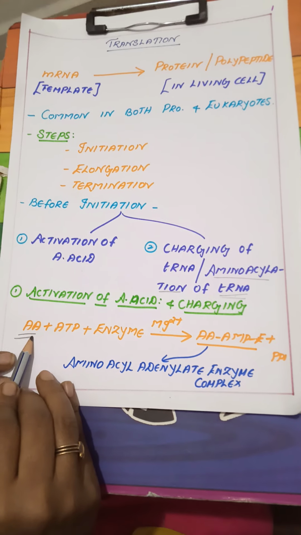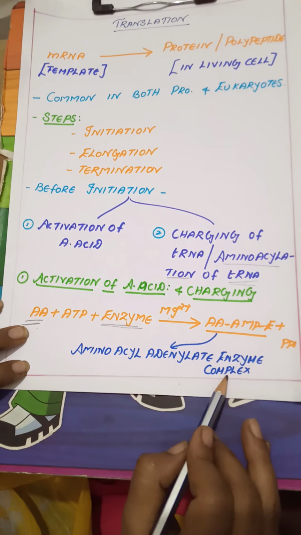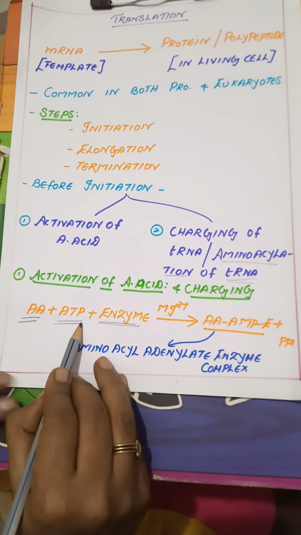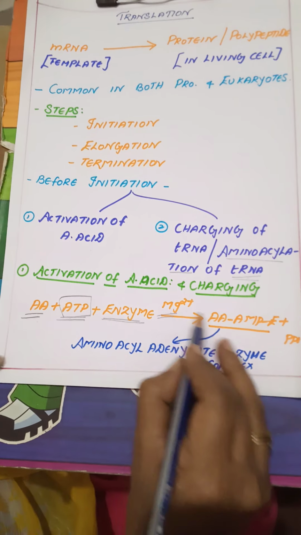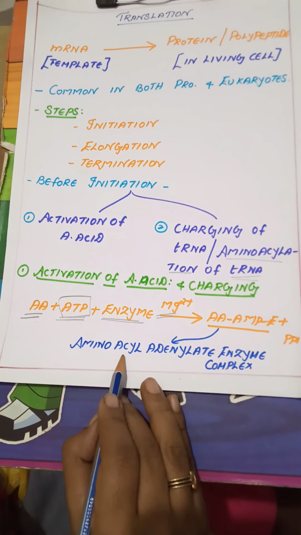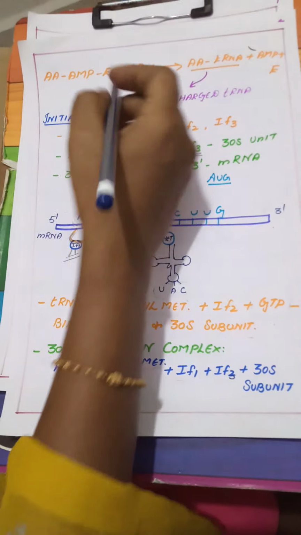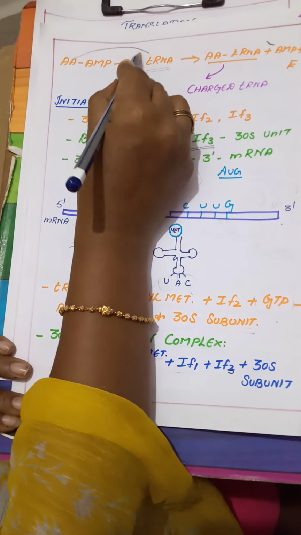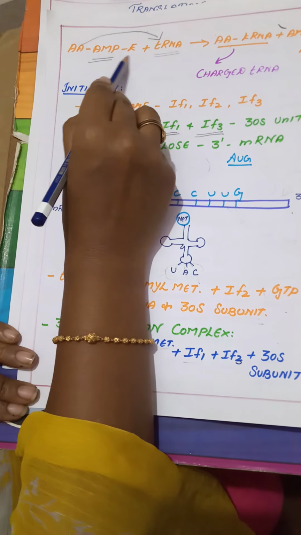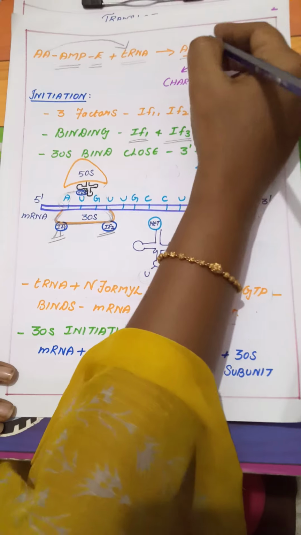Amino acid gets activated when combined with an enzyme, and they form the aminoacyl adenylate enzyme complex. For this it requires energy. Energy is made available by ATP in the presence of a magnesium bivalent ion. It forms the aminoacyl adenylate enzyme complex. Now this complex joins with the tRNA, where the amino acid links with the tRNA, leaving AMP and the enzyme. This is said to be charging of a tRNA. Linking of amino acid with the tRNA is said to be charging of tRNA.